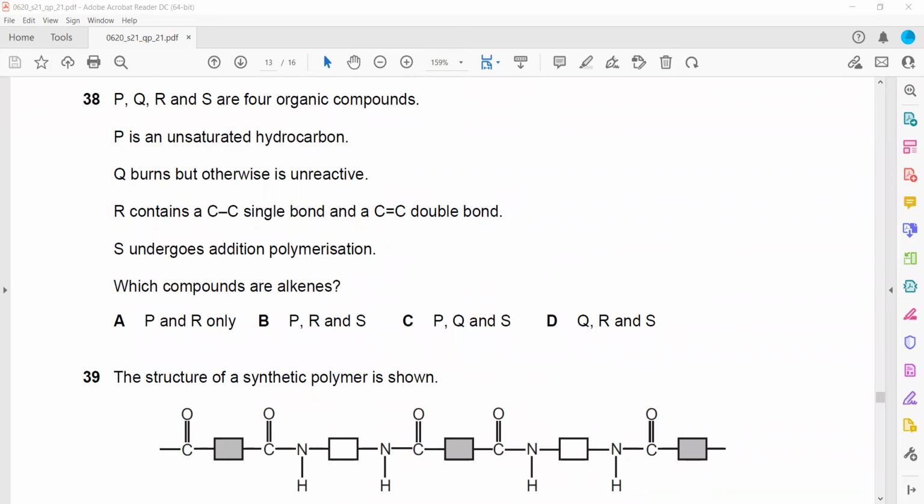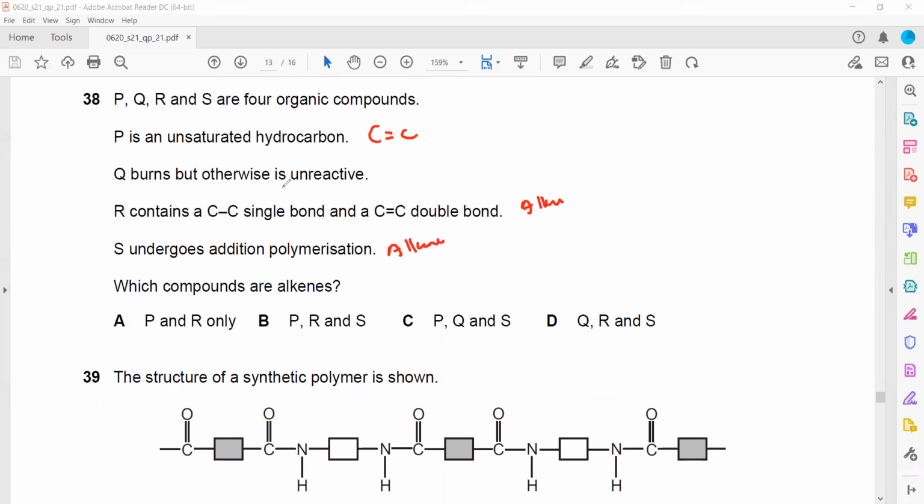Question 38. P, Q, R, and S are four organic compounds. P is an unsaturated hydrocarbon, with a carbon-carbon double bond. Q burns, but otherwise it is unreactive. It can be burnt, but otherwise it does not react. But alkenes are reactive. R contains a carbon-carbon single bond and a carbon-carbon double bond. If there is a double bond, that is also an alkene. And S undergoes addition polymerization, so that is also an alkene.